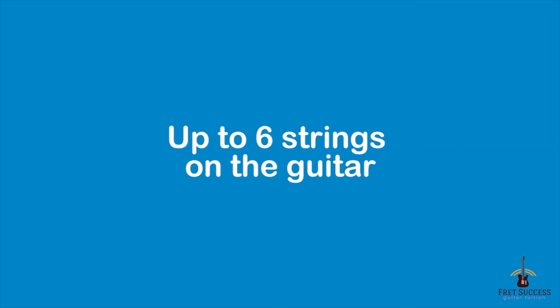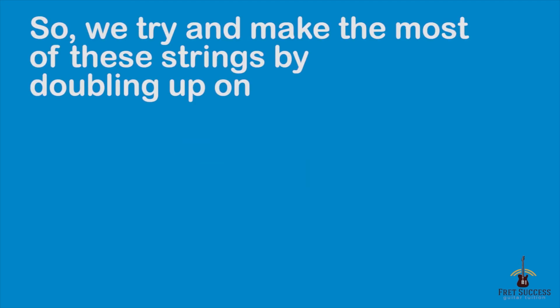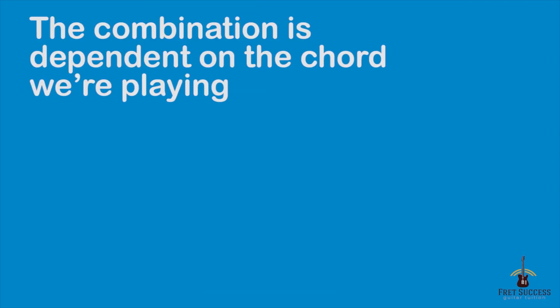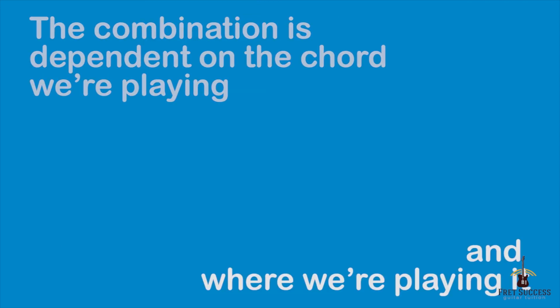We have up to 6 strings on the guitar. We can play a triad, and some styles of music and songs require us to do that, but initially we're not going to complicate matters by making it more difficult to play than it should be. So we try to make the most of the strings by doubling up on certain notes to make the chord, or triad, sound a bit richer and fuller. The combination is dependent on the chord we're playing and where we're playing it on the guitar.